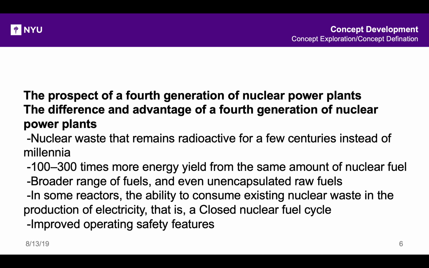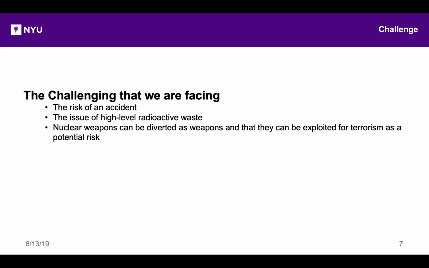But we're also facing some challenges. The first is the risk of an accident. In nuclear power plants, various layers of safety measures have been implemented, but the risk cannot be zero. It is not permitted to cause such a nuclear disaster again. Reactor accidents are the single most significant financial risk facing the nuclear industry. Initial estimates put the cost of damage at the Fukushima plant at $200 billion.